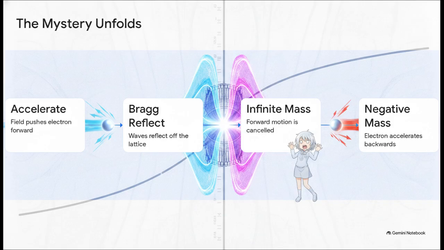But wait, it gets crazier. If you keep pushing past that point, the Bragg reflection actually overtakes the forward motion. The crystal pushes back so hard that the electron accelerates in the opposite direction of the electric field. It's moving completely backwards. And mathematically, we describe this by saying the electron now has a negative effective mass. It feels totally counterintuitive, but it's a very real phenomenon dictating how these particles behave.